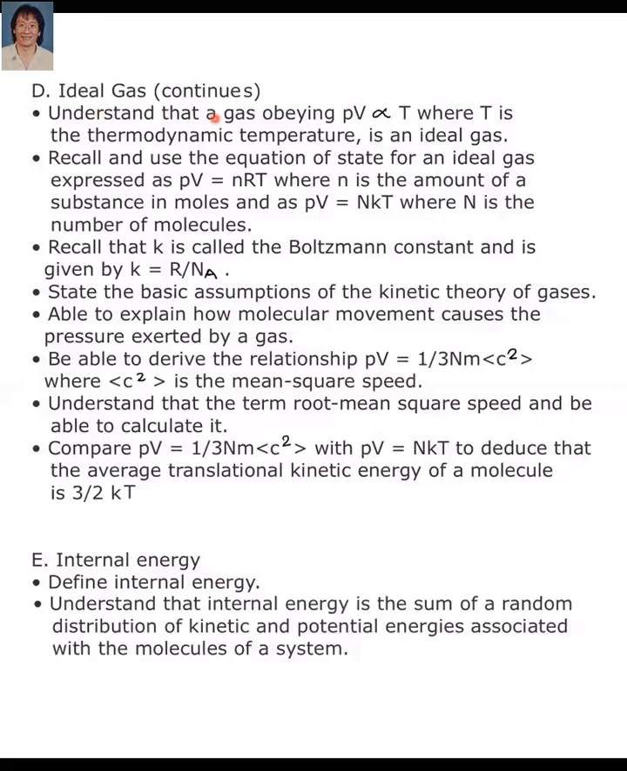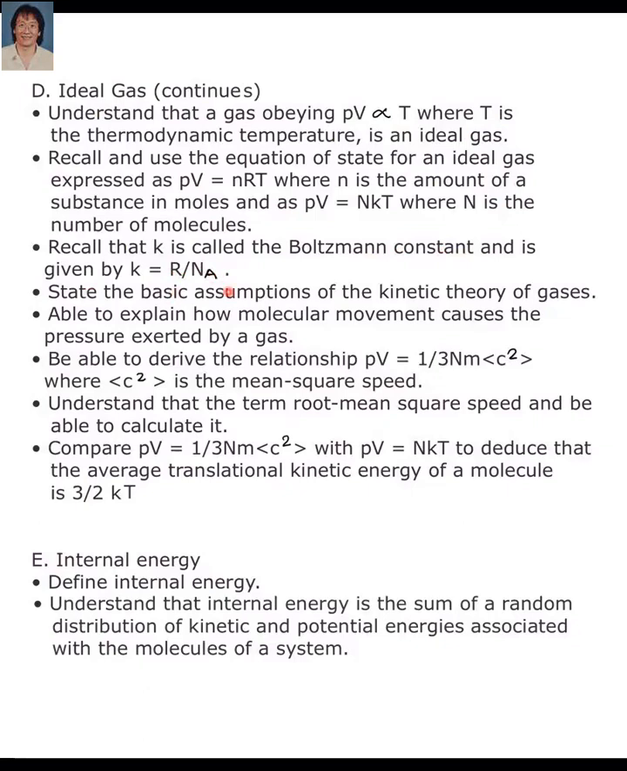Understand that a gas obeying PV proportional to T, where T is the thermodynamic temperature, is an ideal gas. Recall and use the equation of state for an ideal gas expressed as PV equals nRT, where n is the quantity of substance in moles, and as PV equals NkT, where N is the number of molecules. Recall that k is called the Boltzmann constant, and it is given by k equals R, which is your molar gas constant, divided by NA, which is Avogadro's number.